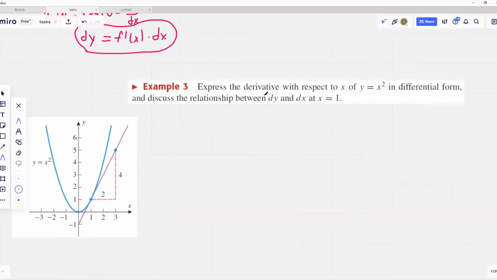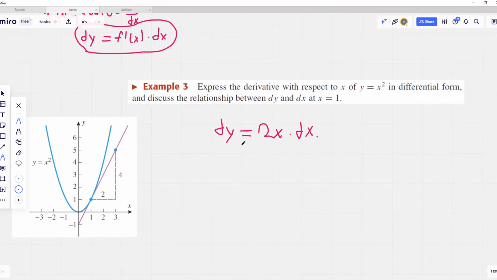So let's express the derivative with respect to x of y equals x squared in differential form, and let's discuss the relationship between dy and dx at the point x equals 1. The derivative of the function f of x in our case is equal to 2x. Then dy is equal to 2x multiplied by dx.